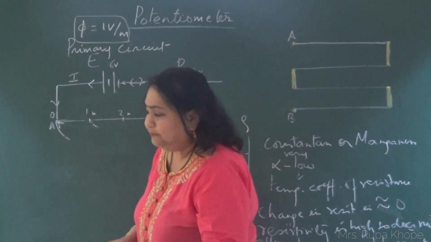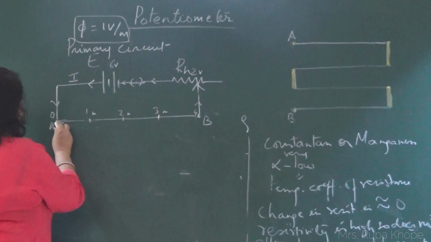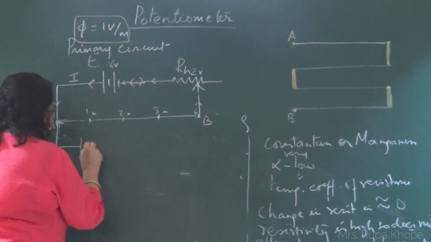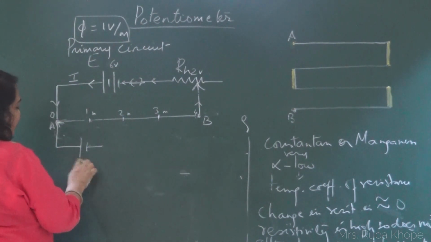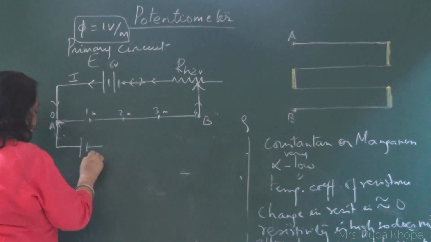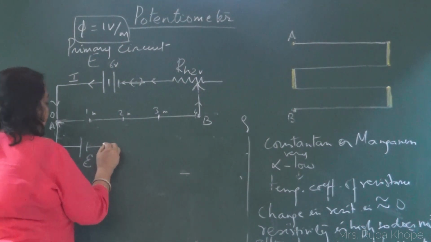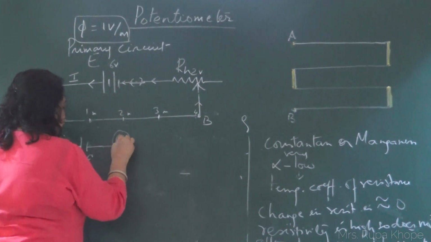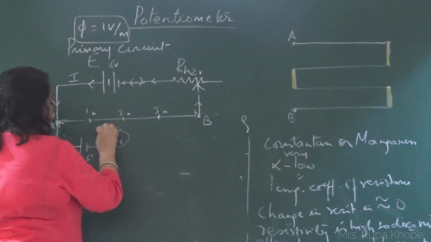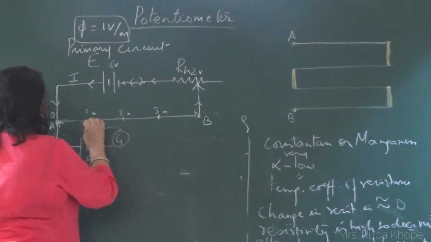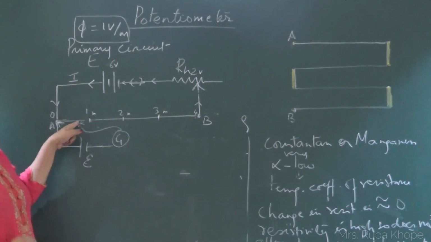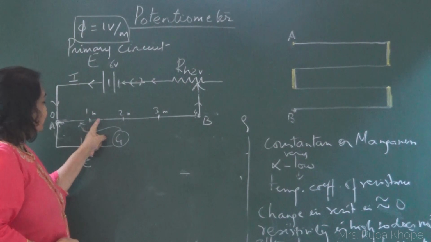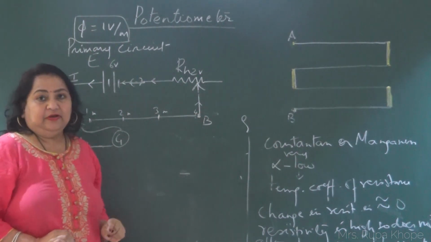So what I am doing is, I am taking this battery cell, whose EMF I don't know. So I call it E. And here, I connect it to the galvanometer, and this galvanometer is connected to the jockey. This is my jockey. I can move this jockey on this wire.